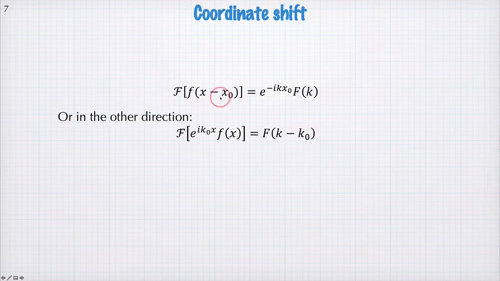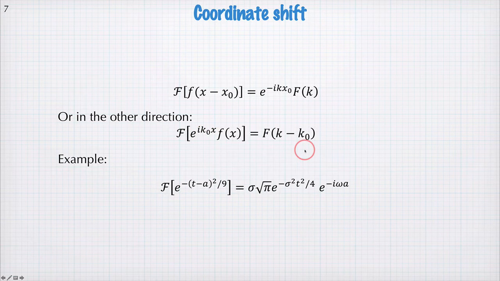In one, we have a function offset by an amount x0 in real space, and in the other we have a function f of x multiplied by a complex exponential with some offset k0, which gives you an offset function in k-space. As an example, here is the Fourier transform of an offset Gaussian function. It gives you the Fourier transform you expect for the Gaussian, with an e to the negative i omega a, where a is the offset here.